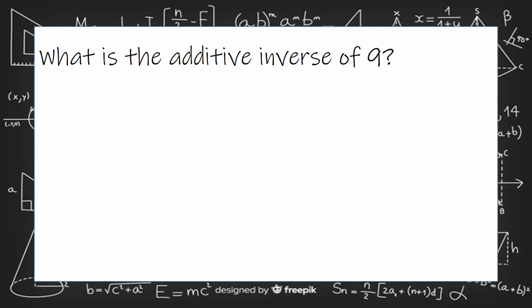What is the additive inverse of 9? The additive inverse is 9 plus what number gives me 0? What number can I add to 9 to give me 0? That's negative 9. The additive inverse is just the same number, opposite sign. This one's positive, so our additive inverse is a negative.